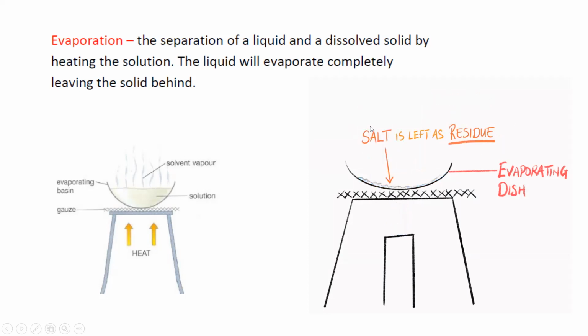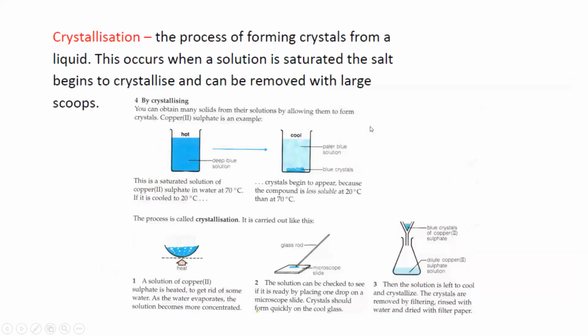Other than evaporation, we can also use crystallization. In crystallization, first we heat and concentrate the solution. Heating and concentrating the solution means that the solution volume is decreased. Then we cool down the solution. When we cool down the solution, crystals are formed and we can use filtration.